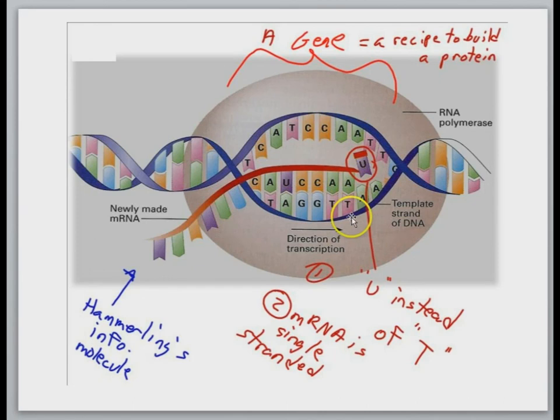Again, you see the pairing rules for RNA. If there's a DNA T, there's an RNA A. T, A, G, C, G, C, A, U. This red one is the messenger RNA. The two blue ones are the two strands of DNA, but notice only one of the strands of DNA is being used as a template to build the messenger RNA.